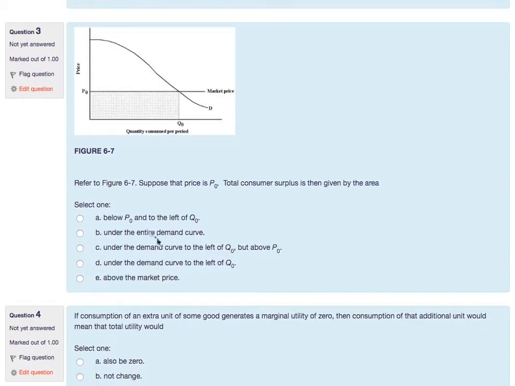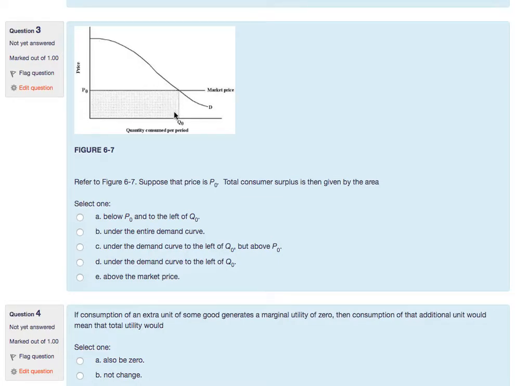That's not the right answer. Under the entire demand curve, well, in a certain way, this is the value I have for this amount of units, but since I have to pay a certain amount, it's not a surplus. On the demand curve to the left of Q0, so that's already good. It has to be left of Q0, but above P0. So on the demand curve, left of Q0, above P0, this would be the right answer here.